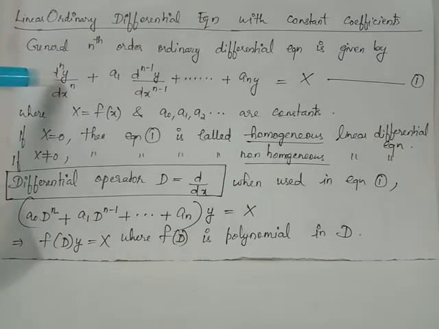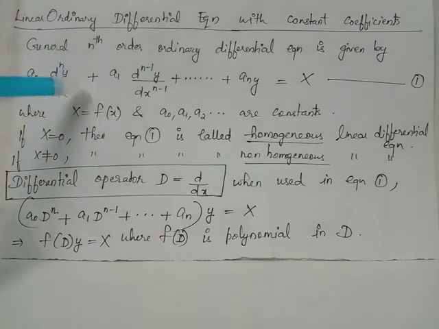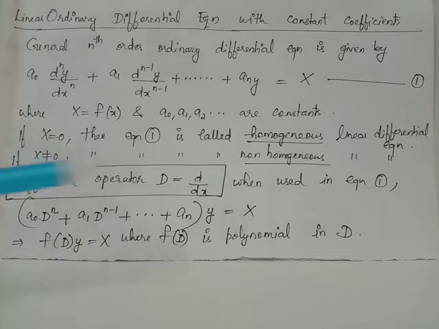If you consider this term d raised to n y by dx raised to n, you can consider it as D raised to n acting on the input y. Similarly, when you consider this term d raised to n minus 1 y upon dx raised to n minus 1, you can consider it as differential operator D raised to n minus 1 acting on input y. That is, when we introduce the differential operator here in the LHS of this equation, y is a common input to each term, and that is how you have a y appearing here, which is a common input to all the differential operators. D raised to n is a differential operator of order n, D raised to n minus 1 is a differential operator of order n minus 1, and so on.